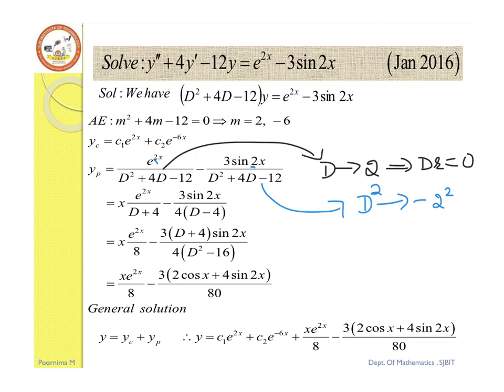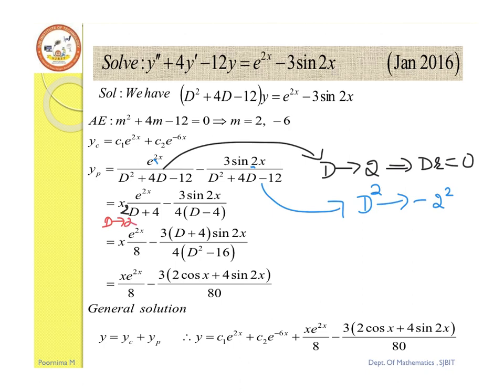So that is x into the differentiation of the denominator, which becomes 2D plus 4, and e power 2x is kept as it is. Next we have minus 3 sin 2x, with the denominator replaced as minus 4, minus 4 minus 12 becomes minus 16. Taking minus 4 common out, we have D minus 4. In the next stage, we replace D by 2 here.